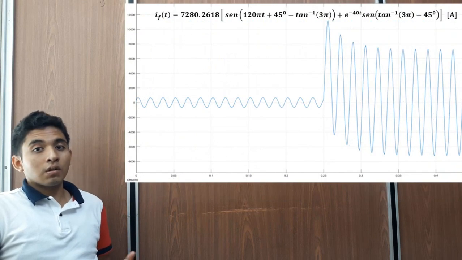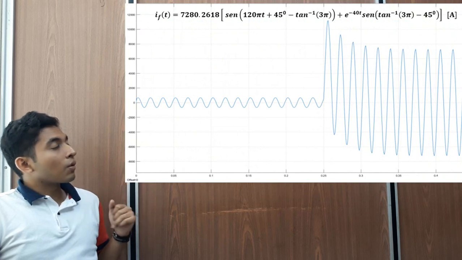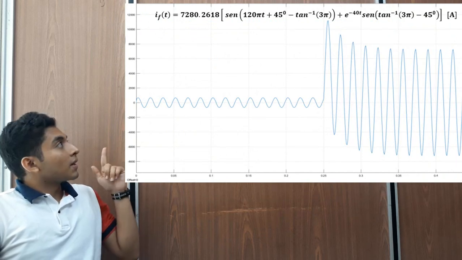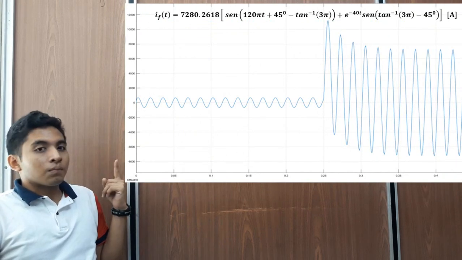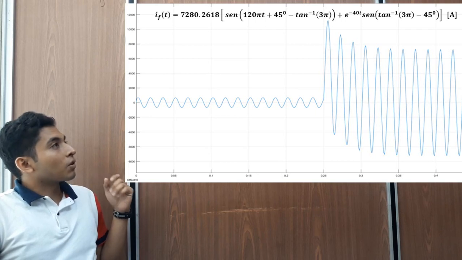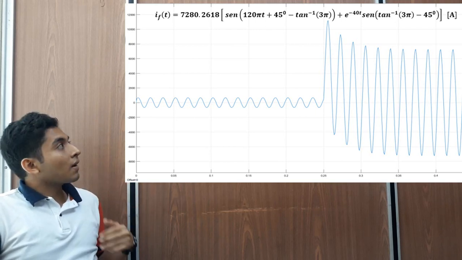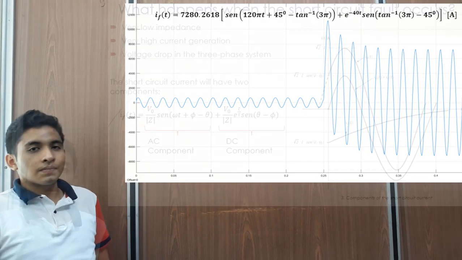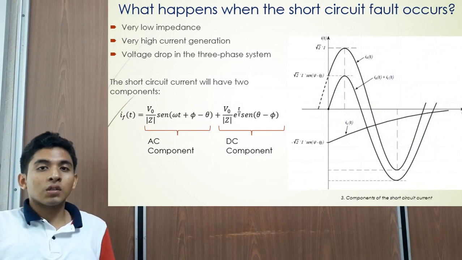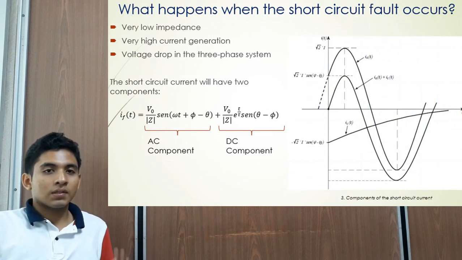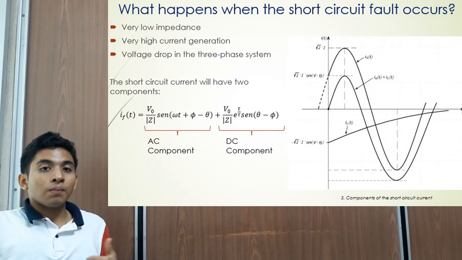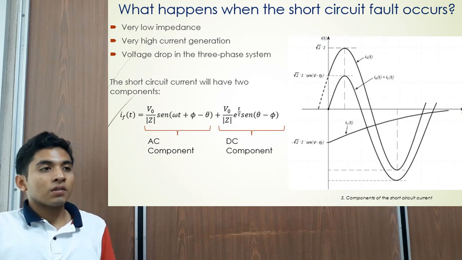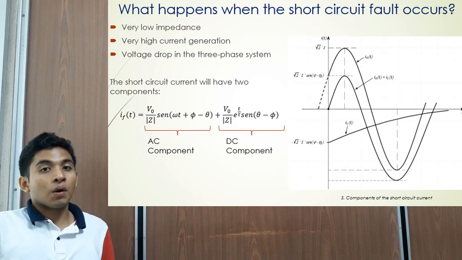Here is the short circuit current, and we can notice in this graph a peak value of current when the fault starts, and later the wave tries to stabilize. Well, what happens when the short circuit fault occurs? Three main points: very low impedance, very high current generation, and voltage drop in the power system.